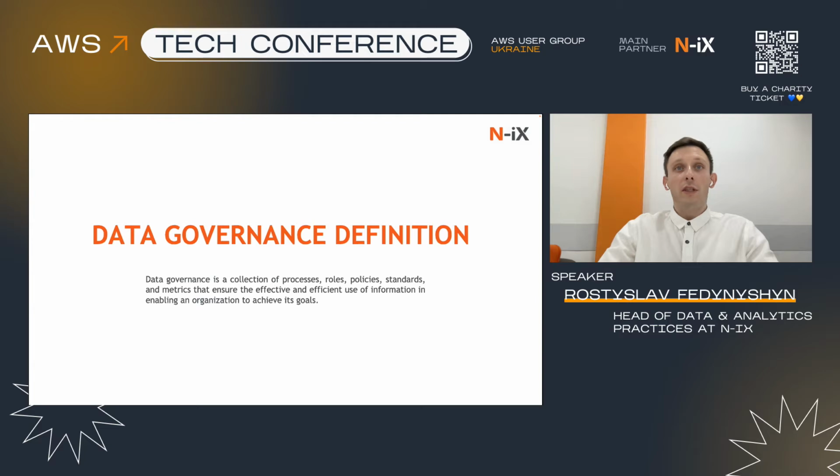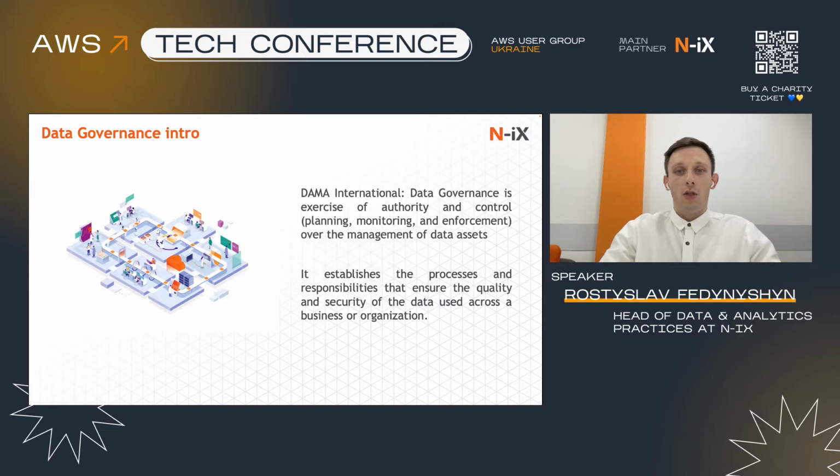So first of all, what is data governance? Data governance is a collection of processes, roles, policies, standards, and metrics that ensure the effective and efficient use of information in enabling an organization to achieve its goal. So data governance in general defines who can take what action upon what data, in what situation, using what methods.